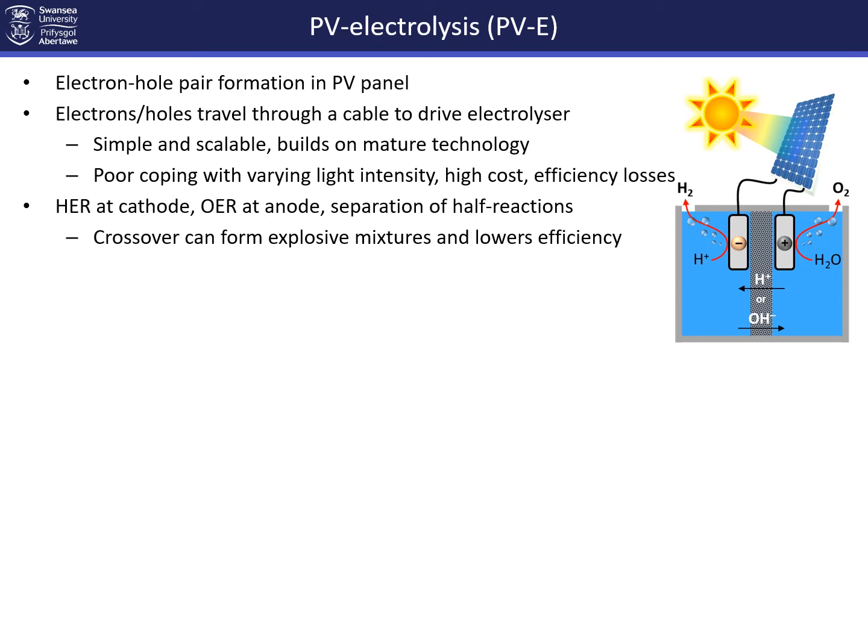So you excite your PV panel, which normally is a semiconductor. So you do electron-hole pair formation in that PV panel. And the electrons and holes travel through cables to your electrodes and oxidize water and reduce protons to hydrogen. You are separating the two half reactions by a membrane so that you don't have a mixing of the two products, which would lower your efficiency and give you explosive mixtures. And there's your system for splitting water.